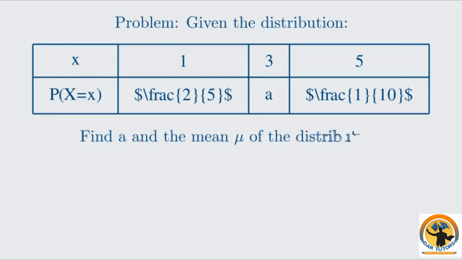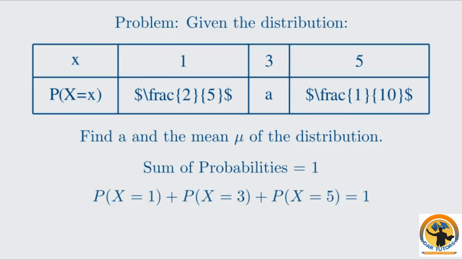Let's work through another problem that's a common style in the IB exam. Finding a missing probability. We are given a probability distribution, but one of the probabilities, a, is unknown. To solve this, we use a fundamental axiom of probability. For any probability distribution, the sum of all probabilities must equal 1.